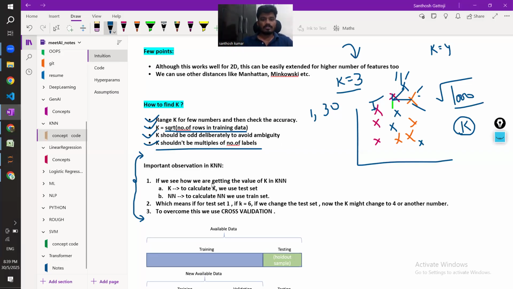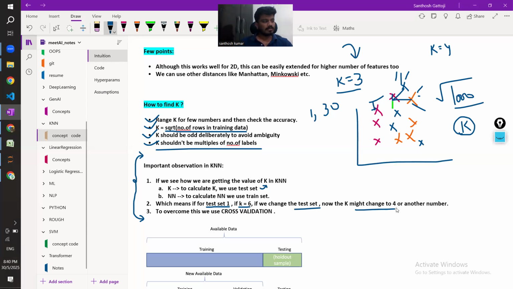Always remember the k is coming from the test data set. If you change the test data set, k changes, and NN is coming from the train data set. That means for a particular first test set, if k equal to 6, if you change the test set, this might become 4. The k value might change as you change the test data set.